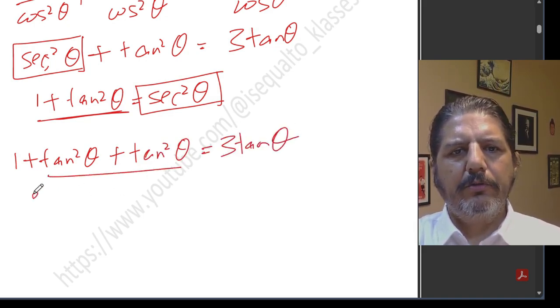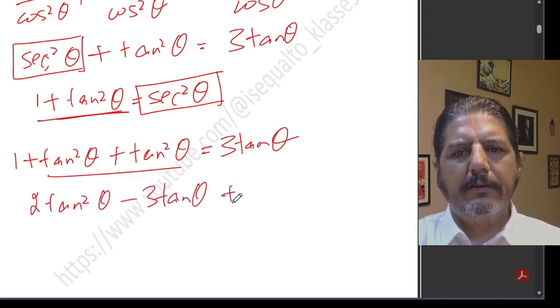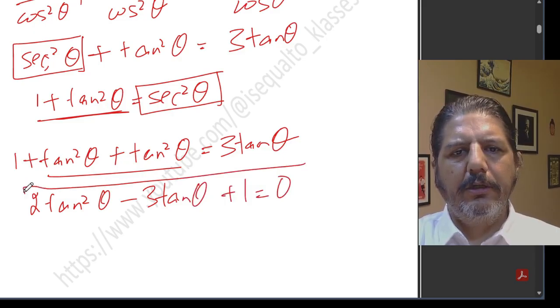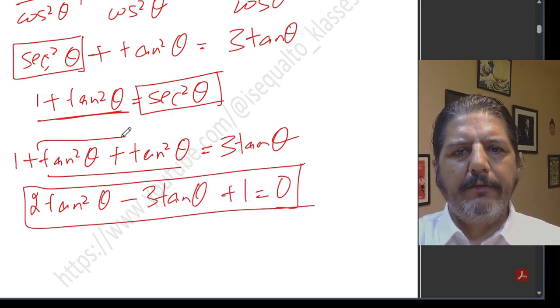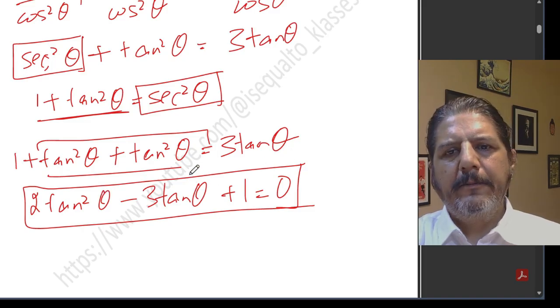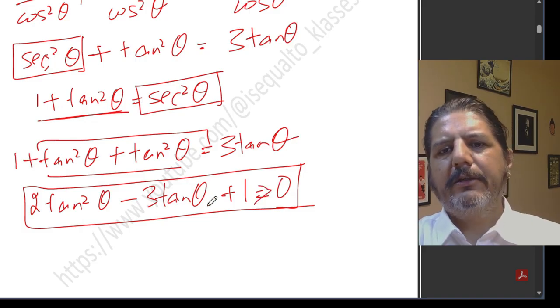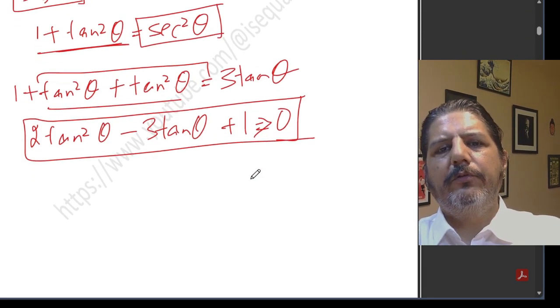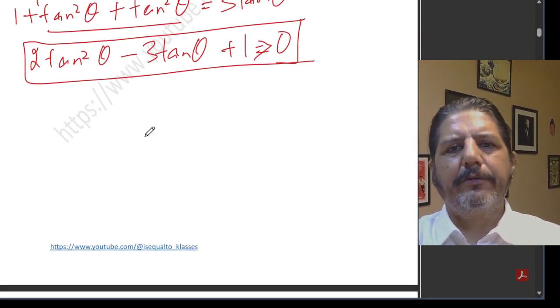So this will be equal to 2 tan² theta minus 3 tan theta plus 1 is equal to 0. What I have done is, I have taken this tan² theta plus tan² theta, this is 2 tan² theta. This 3 tan theta will come on the left hand side and this is 1. So 2 tan² theta minus 3 tan theta plus 1 is equal to 0. So this is basically a quadratic equation.